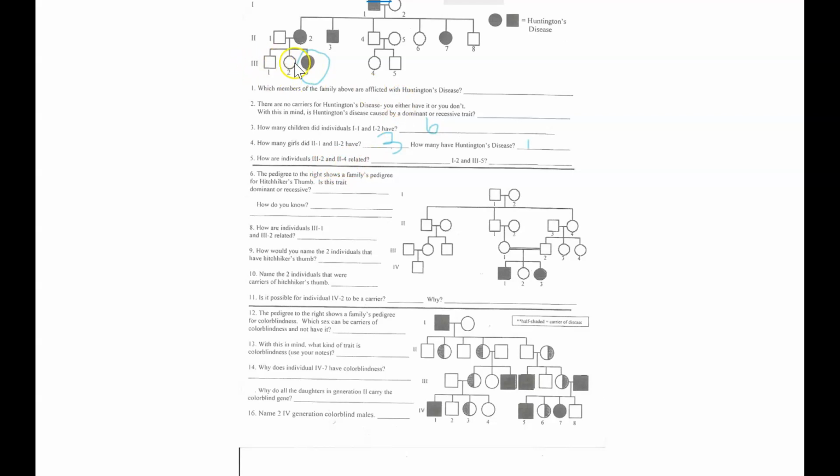How are individuals III-2 and II-4 related? So III-2 and II-4, how are they related? Basically, it's an uncle. Oh my goodness, this is so hard without my pen. I don't know why my pen's not working now. Uncle and niece.